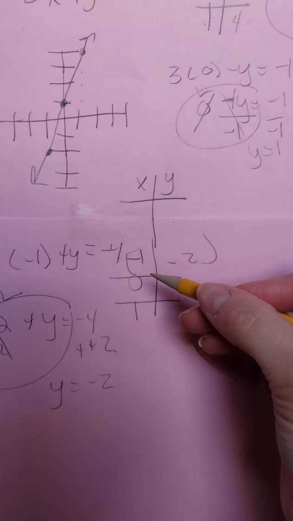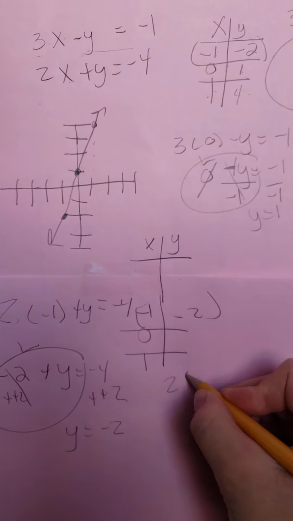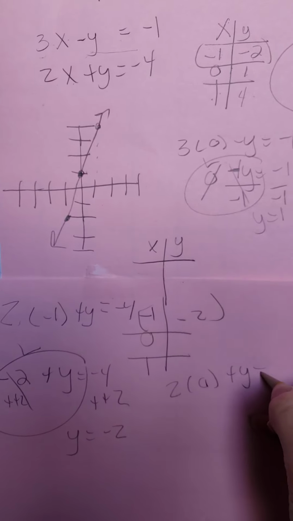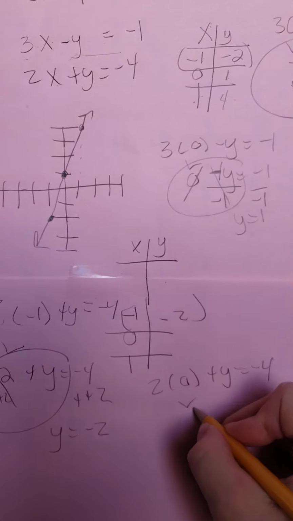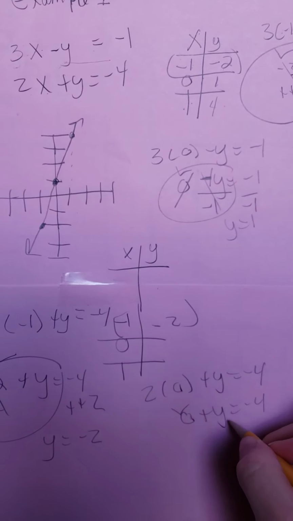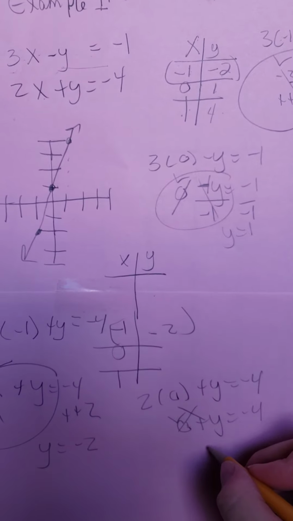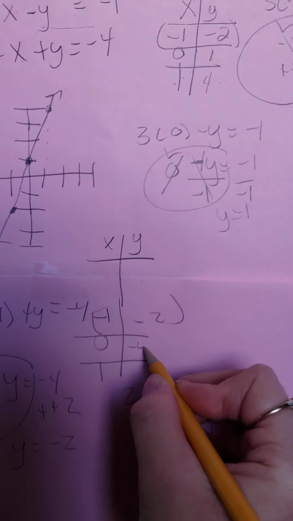Okay, and then I'm going to replace x with 0 this time. So 2 times 0 plus y equals negative 4. 2 times 0 is 0. Plus y equals negative 4. And since 0 is nothing, y just equals negative 4. So that was a nice one. So that's my second point.